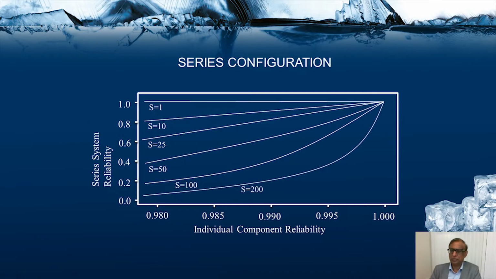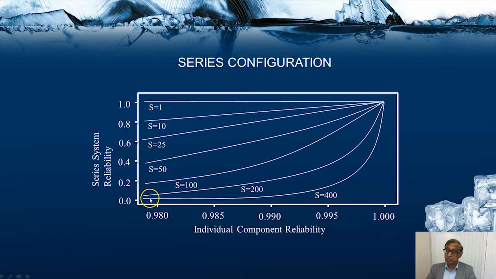And what will happen if you have 200 components? It comes down to just maybe 5, even 5-6%. And with 400, it's almost nearing 0, even though individual system reliability is 98%. So this is a demonstration. As the number increases, reliability drops dramatically.